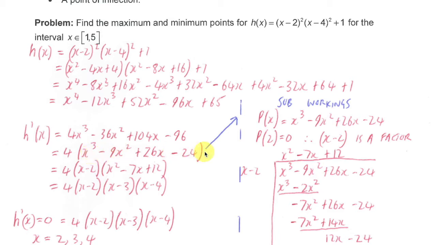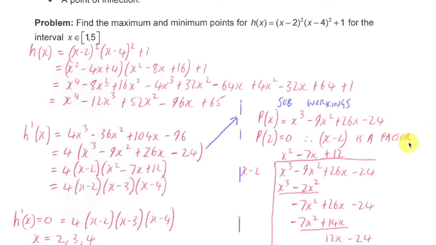So we've got this cubic, and I'm going to call that p of x. Try different values of x to sub into it and see which one produces a 0. And you can see here, if I sub in 2 into p of x, I get a 0. And that will tell me that x minus 2 is a factor.